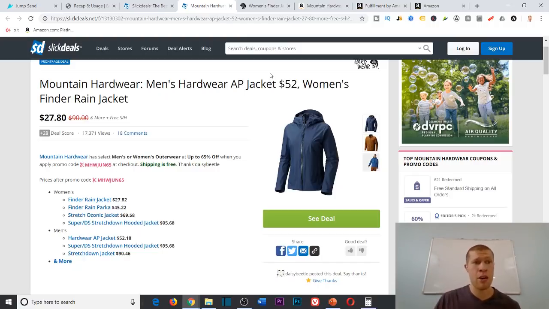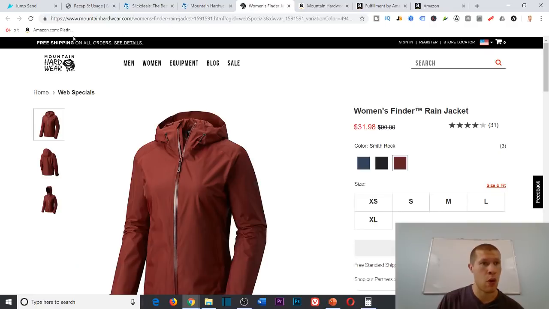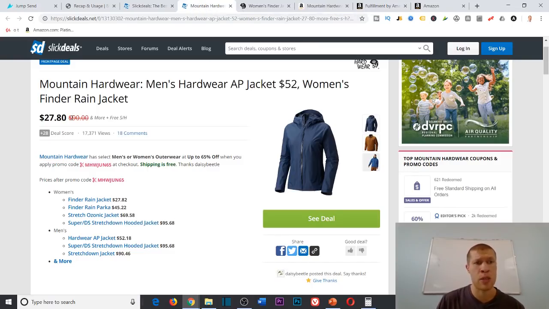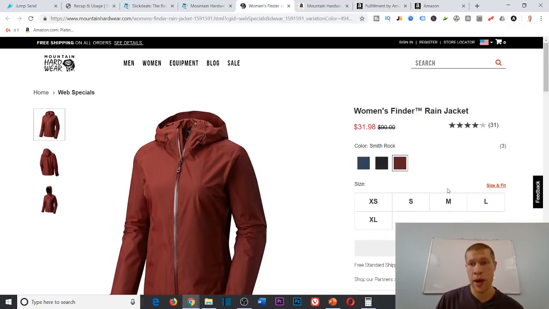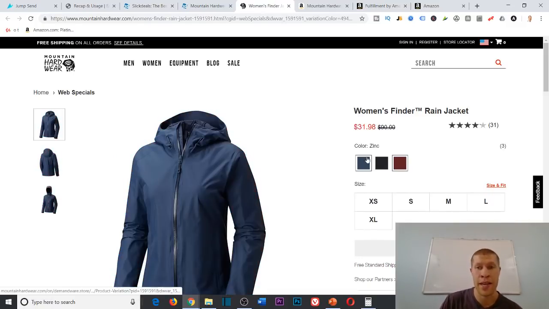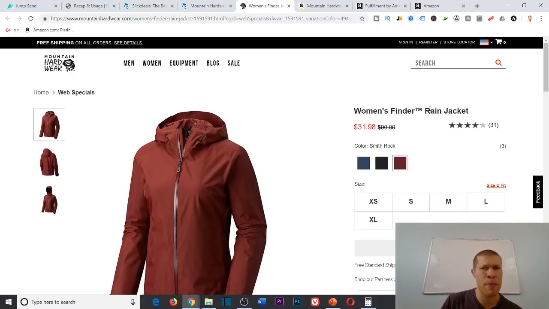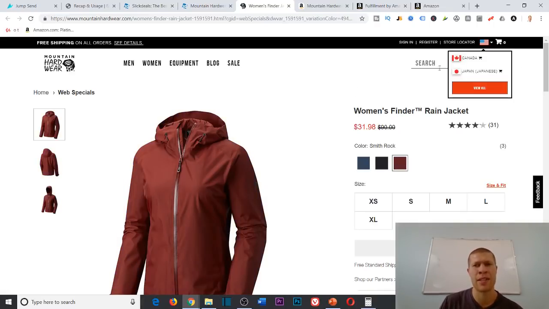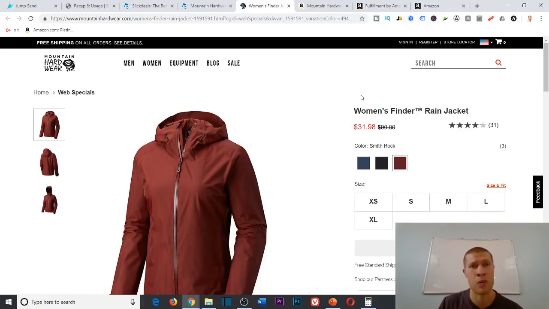So you'll see here it retails on their website, mountainhardware.com, for $90 roughly, usually, right? Now it's on sale for about $27.80 here. If we go to the listing, it looks like it's actually $31.98. So that might be a $27.80 deal once you add it to the cart. We'll find out in maybe 10 minutes when I'm done recording this lecture. But let's just assume it's $31.98 to $32 roughly, right?